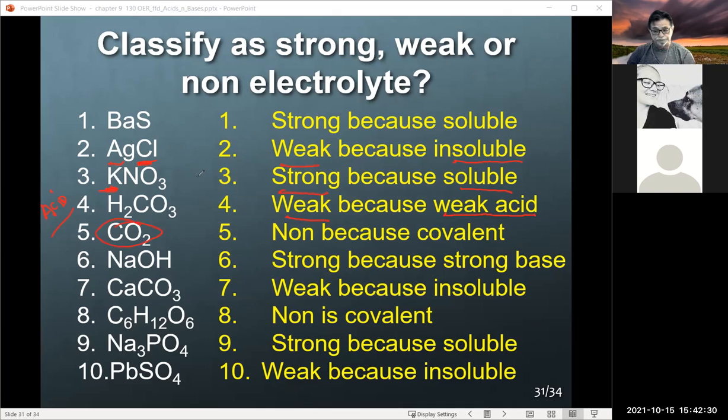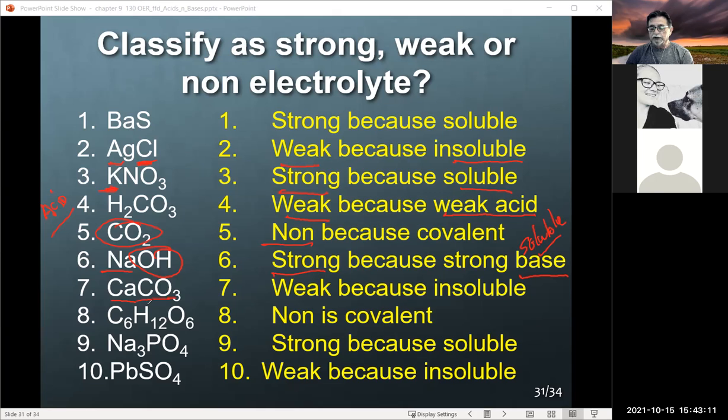Carbon dioxide, nothing but covalent bonds here. No metal, no acid, so it's a covalent compound, so that means it's a non-electrolyte. Number 6, boom, sodium. If I'm going any further, it's a strong base. Why? Because it's very soluble. Anything bonded to sodium is very soluble, and the reason it's a strong base is because it produces hydroxide ion. That's why it's a strong base, strong electrolyte.